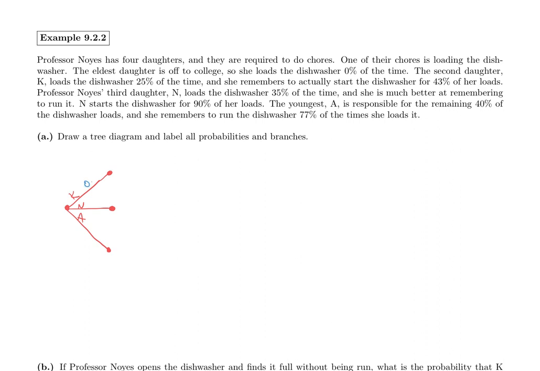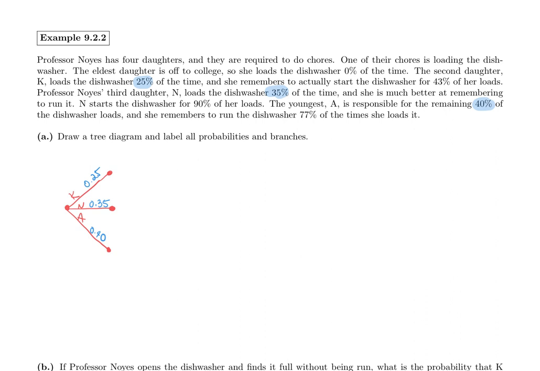There, we'll do 0.25. So we checked off this one. N is 35%, so 0.35. And A is 40%, so she's 0.4. From here, you want to look at the probability that if K loaded it, it was run or not run.